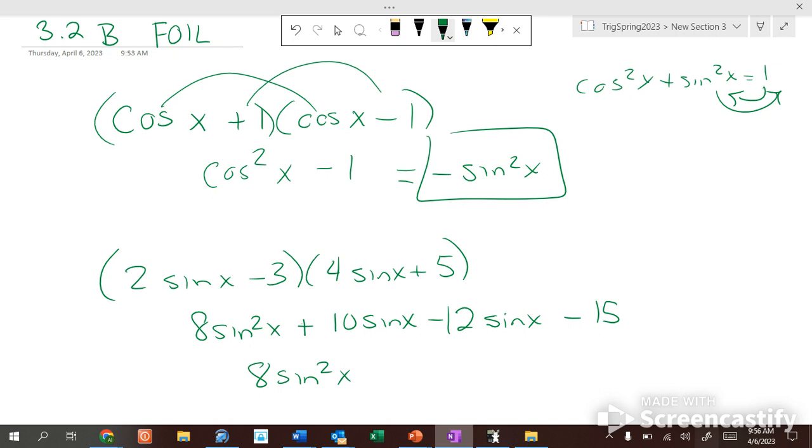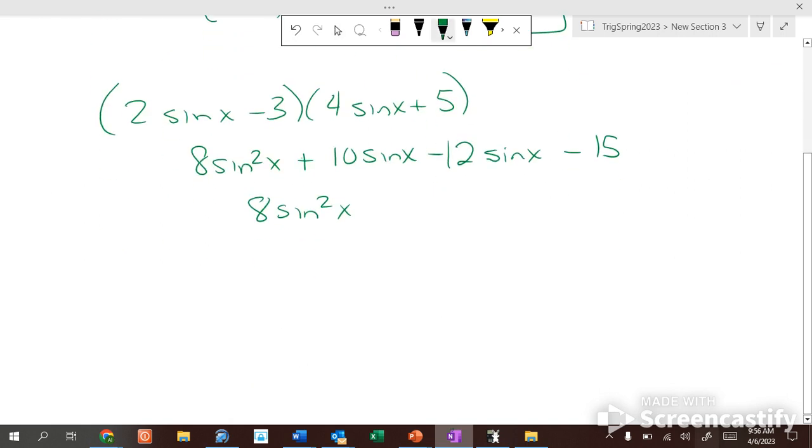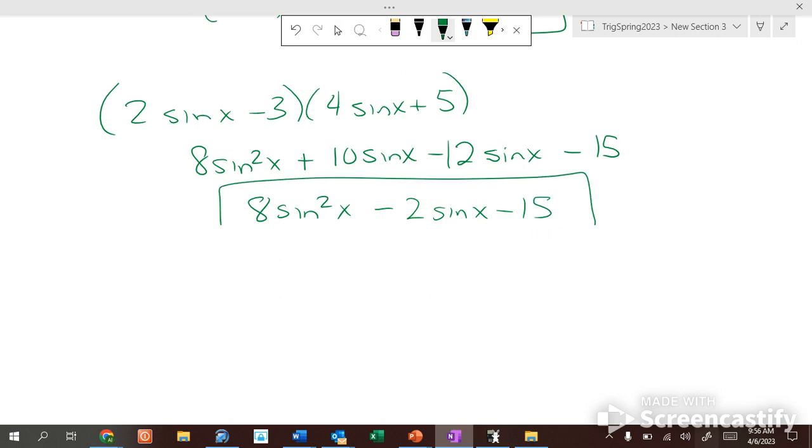What's 10 sine of x minus 12 sine of x? Negative 2 sine of x. And you just leave it as a trinomial because there's no simplifying from there. Okay? No simplifying from there.